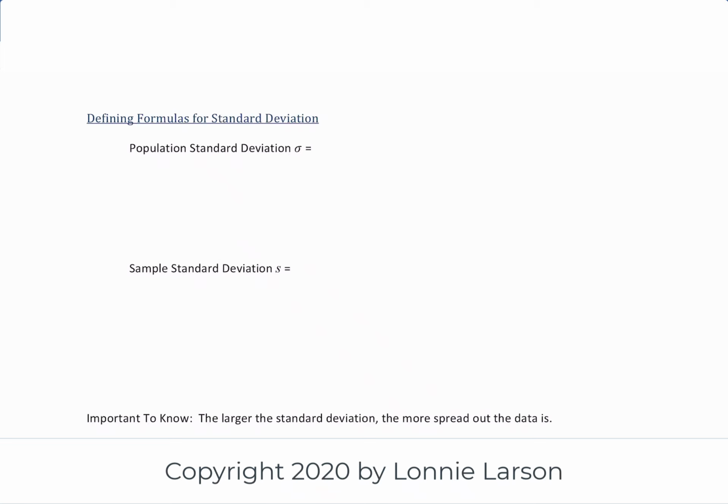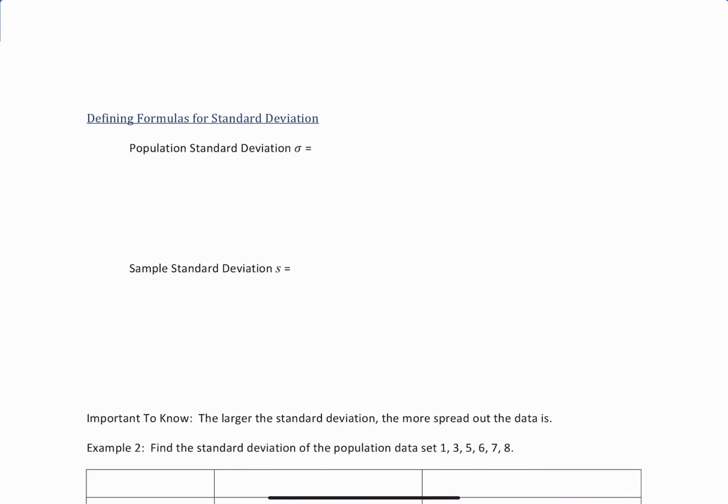Here are the formulas that define what we mean by standard deviation. For the population standard deviation, we start with x minus mu. That means the difference between the data value and the mean. We square it to make it positive, then we add all those up. Remember that Greek letter sigma means add these things up.